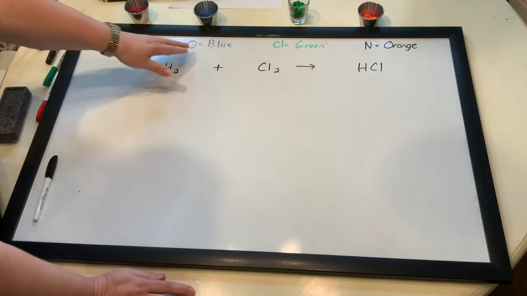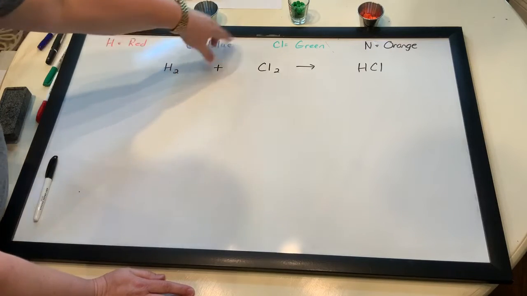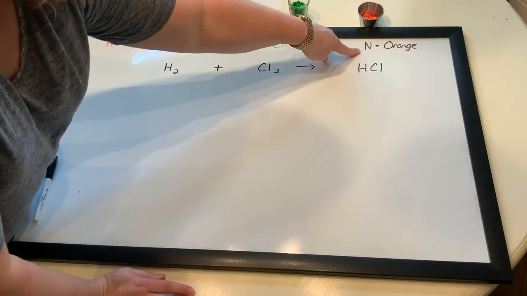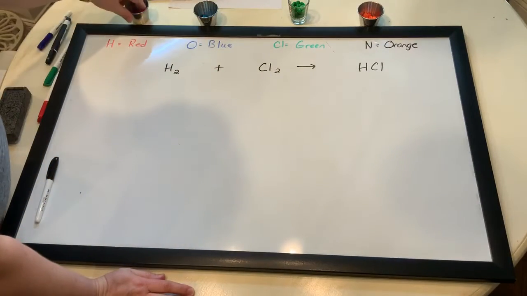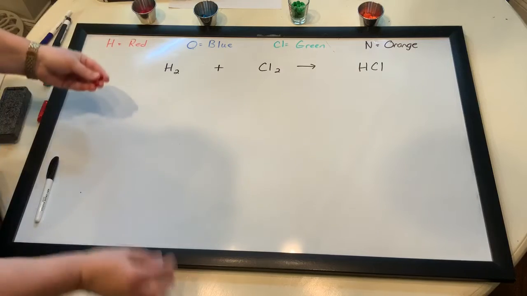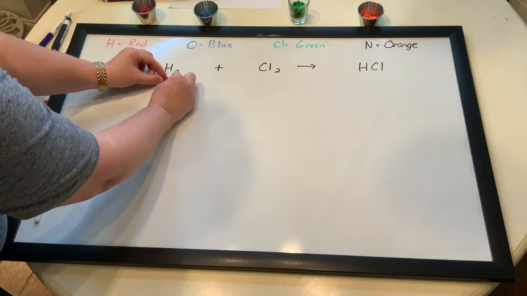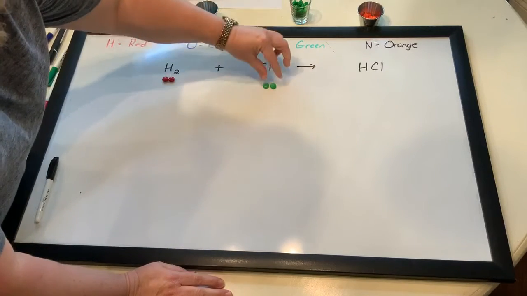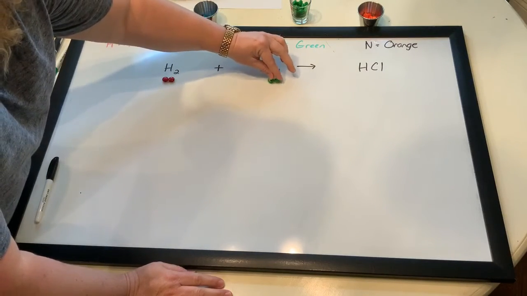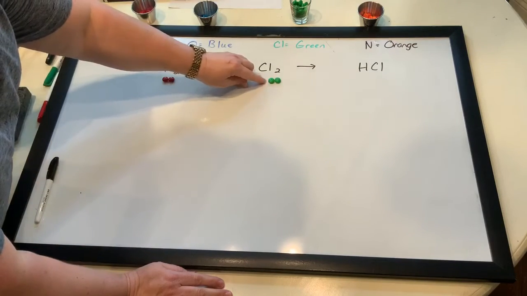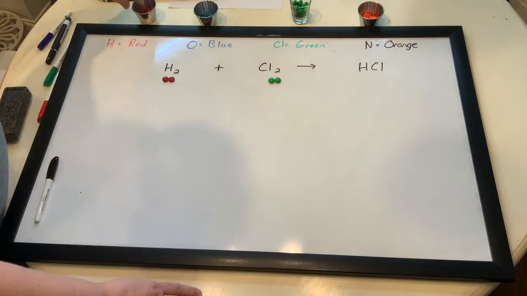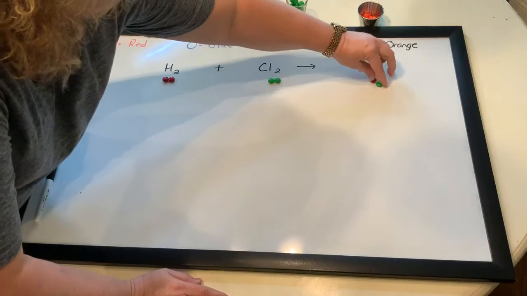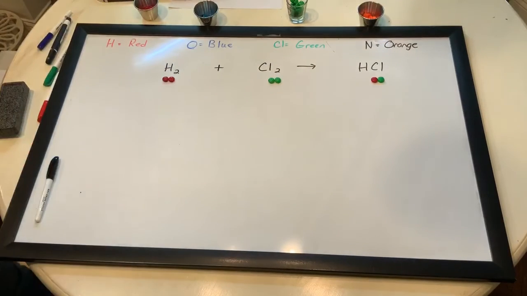I've got red M&Ms for hydrogen, blue M&Ms for oxygen, green M&Ms for chlorine, and orange M&Ms for nitrogen. I did not have an orange marker at home. Sorry. All right, so here we go. I have H2. So here is my H2 molecule. I have chlorine, also a molecule that exists as what we call a diatomic molecule. It has two of those. And this says I have HCl. So I have one hydrogen and one chlorine.